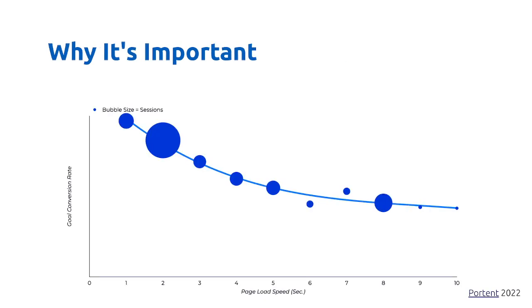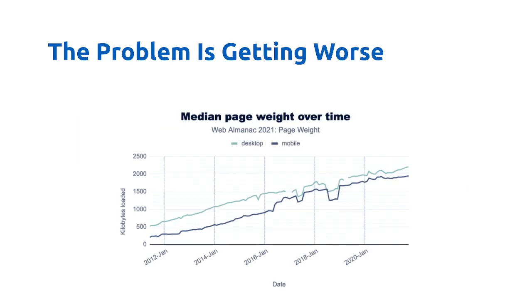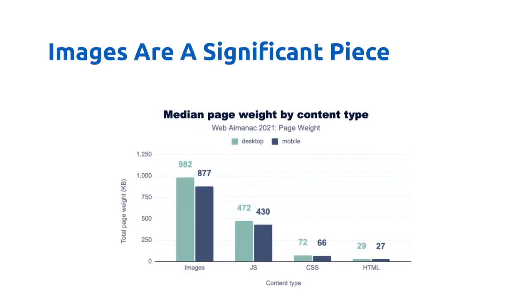This graph from this year actually demonstrates that. It's a pretty clear relationship. But we can also see that it's a problem that's been growing over time. So if you look at this Web Almanac chart, it clearly shows that over the last 10 years, websites have been getting bigger and bigger, and by far images are the worst culprits.